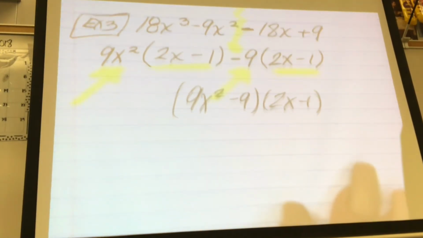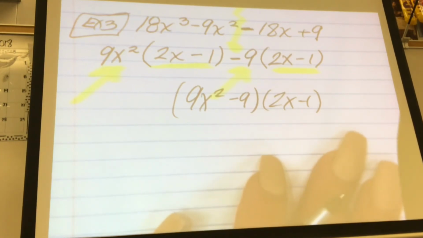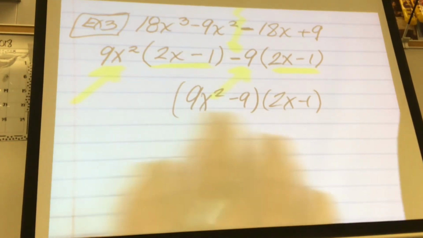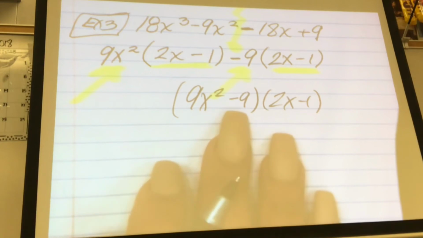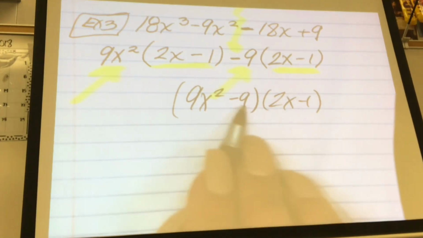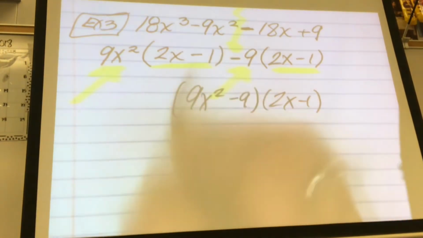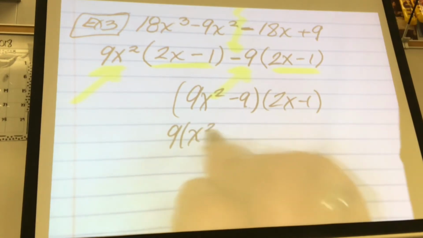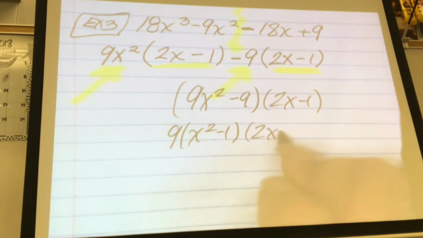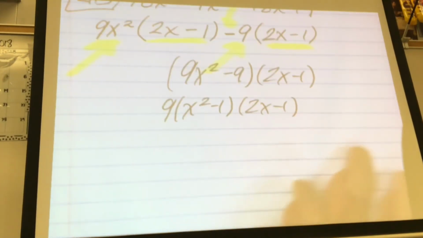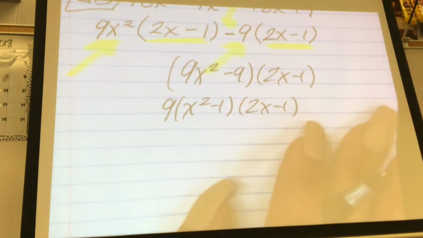Is this factored completely? No. Sean, what can I take out of a 9x squared and a 9? This doesn't have an x. Almost. Good. Just a 9. And I'm left with x squared minus 1 and 2x minus 1. Is this factored completely?